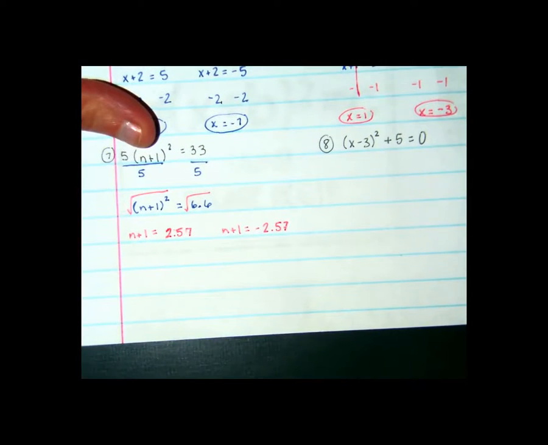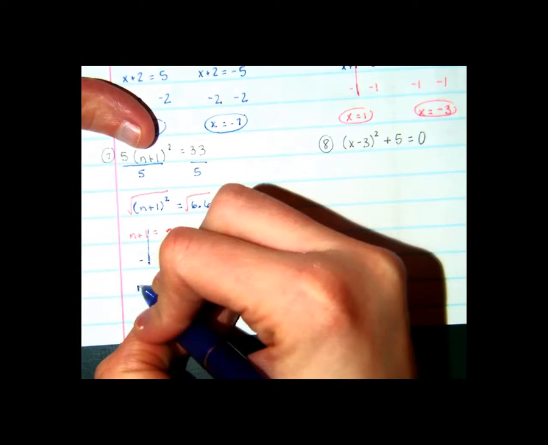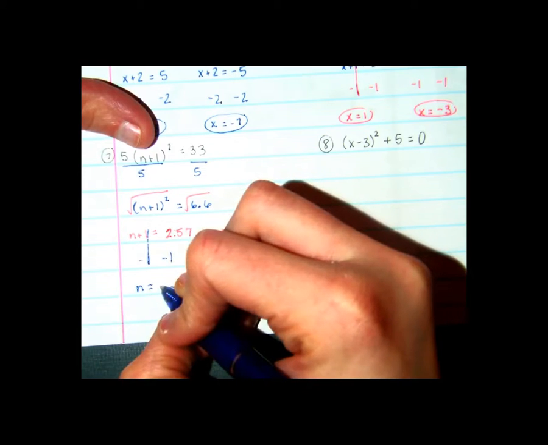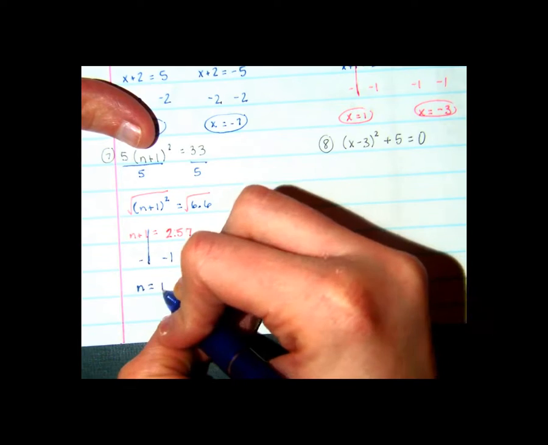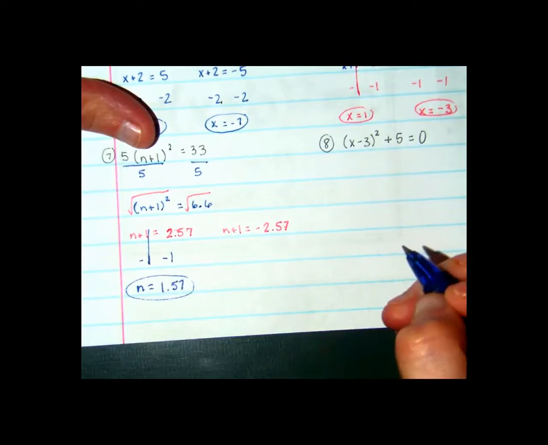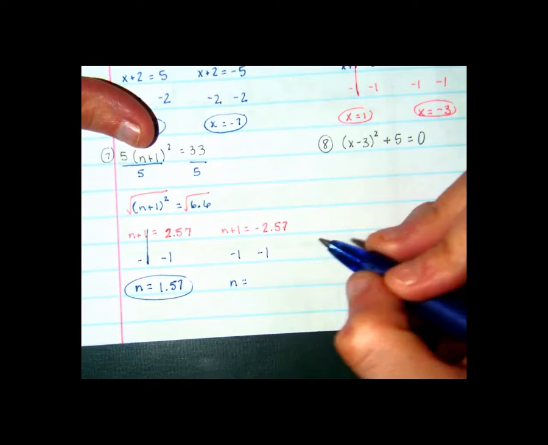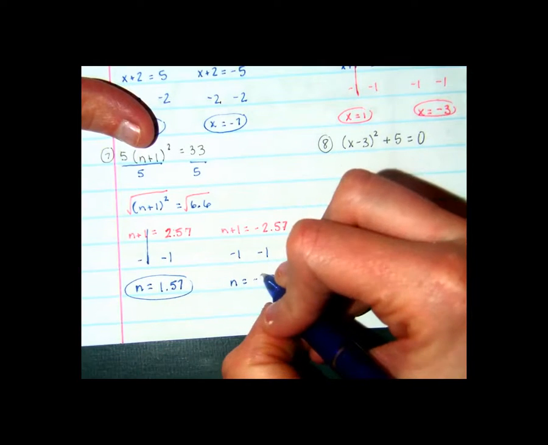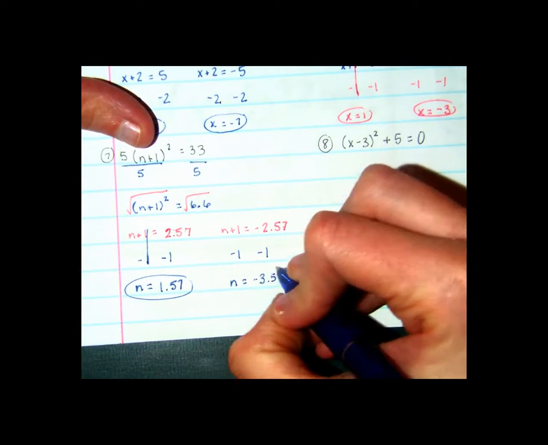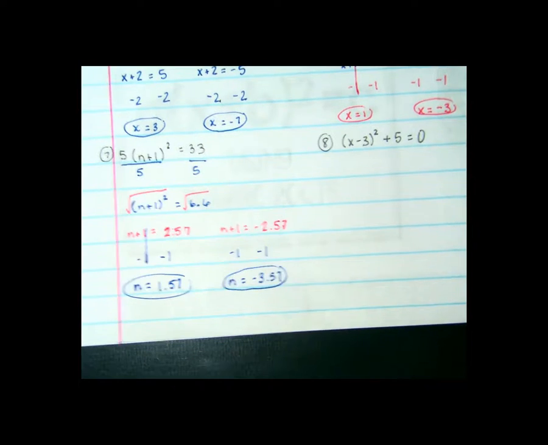Then I'm going to subtract 1. What is 2.57 minus 1? 1.57. Okay, and then subtract 1. What is negative 2.57 minus 1? Alright, and number 8. What did you guys do?